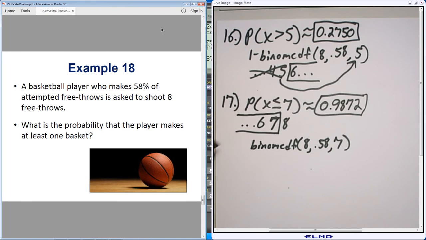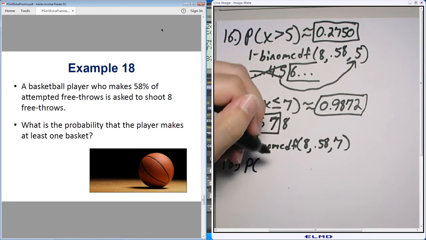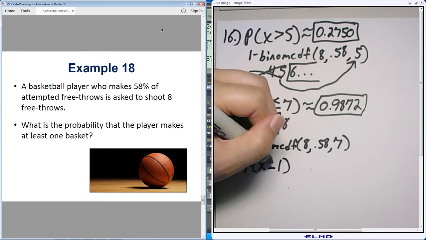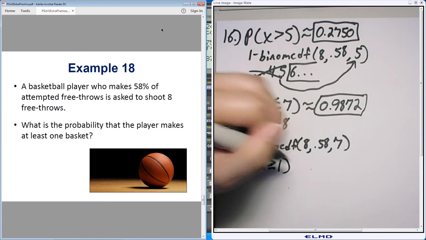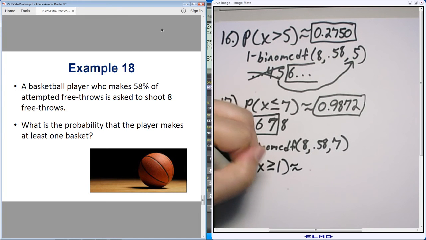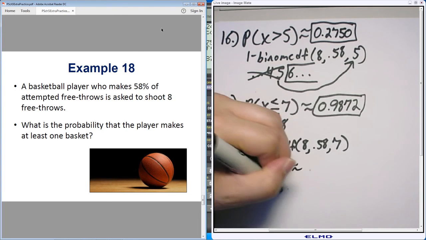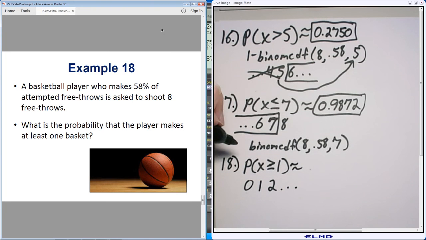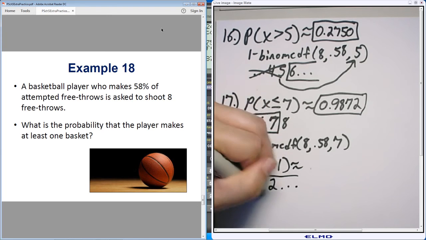Number 18. So what's the probability the player makes at least one basket? So X could be 1. At least 1, well, that could be anything above it. So greater than or equal to 1. Okay, 0, 1, 2. Greater than or equal to 1 would be 1 and up.